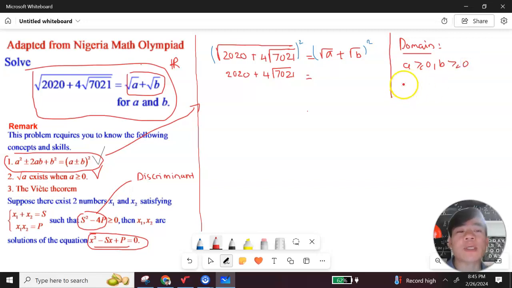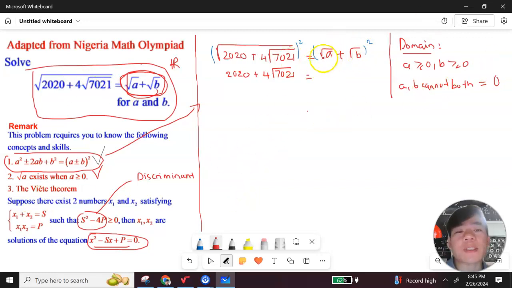And one more thing, a and b can't both equal 0, because if both equal 0, then this is undefined. This guy cannot be equal 0 because it's a positive number, so this cannot be equal 0.